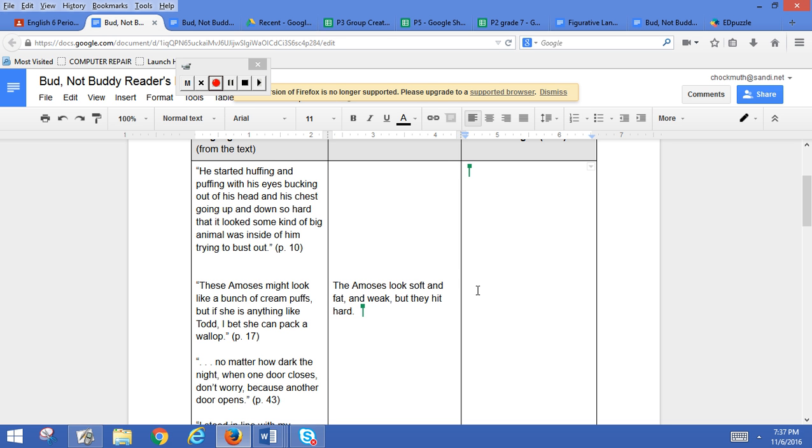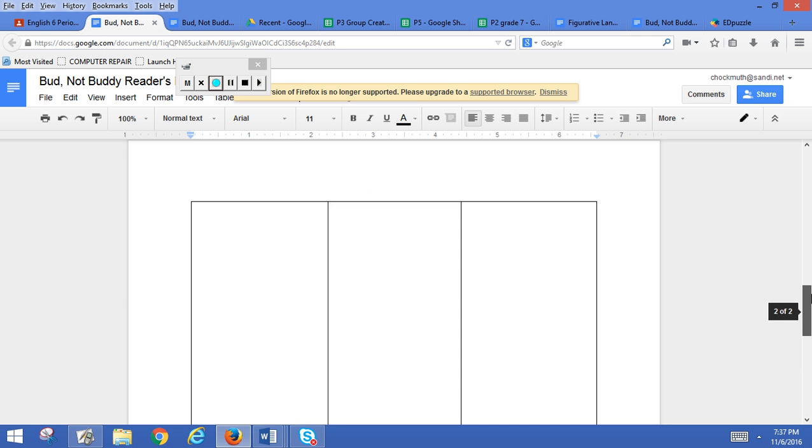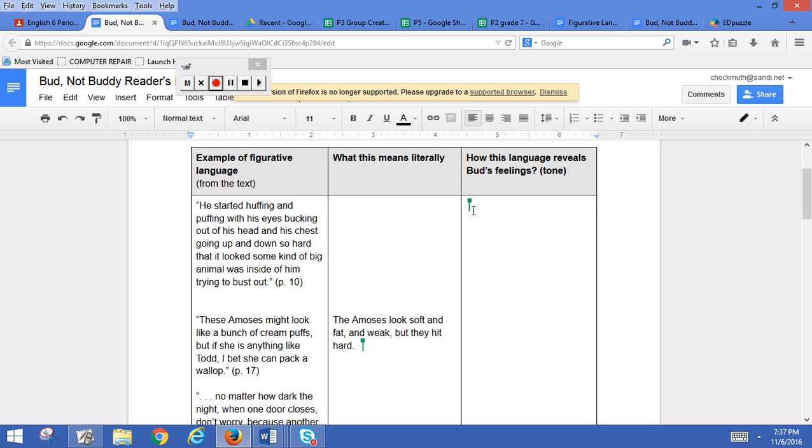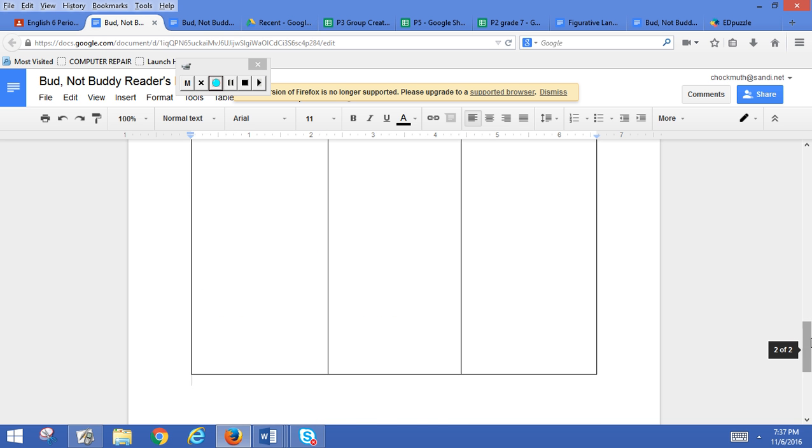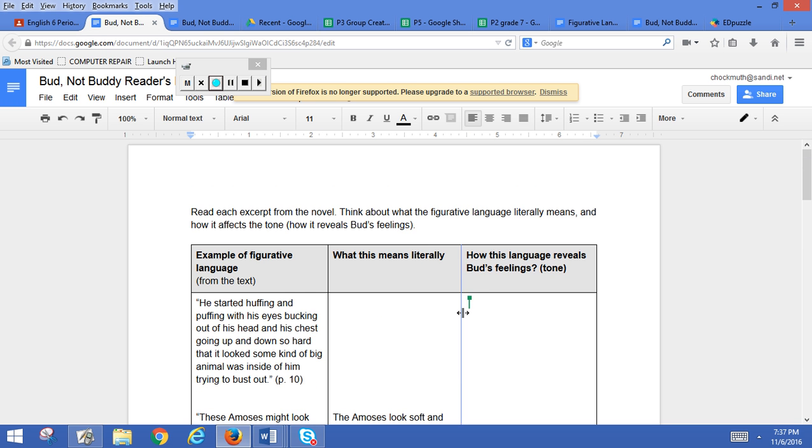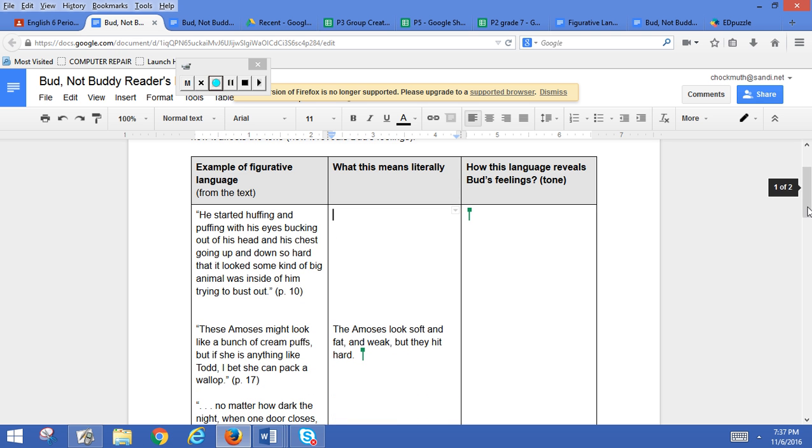Now I have to think about, what does this mean? What does this quote here say about Bud's tone? And then for this one, we'll go to that in a second. So this is from page 10. It's another example of figurative language. He started huffing and puffing with his eyes bucking out of his head and his chest going up and down so hard that it looked like some kind of big animal was inside of him trying to bust out.